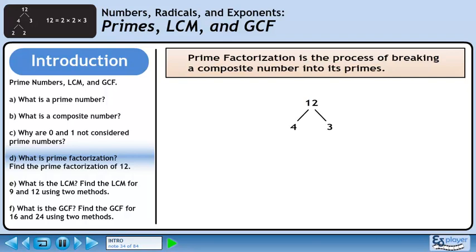Four and 3 are factors of 12. 2 and 2 are factors of 4. The numbers 2, 2, and 3 are the prime factors of 12. Therefore, we can write 12 as a product of 2, 2, and 3.